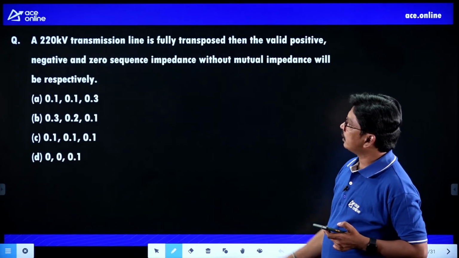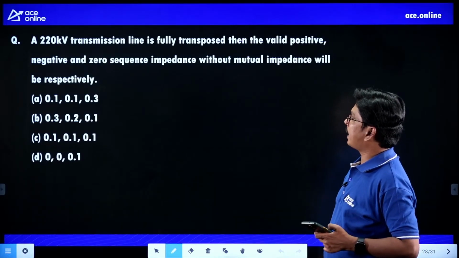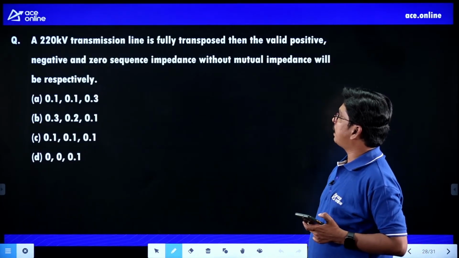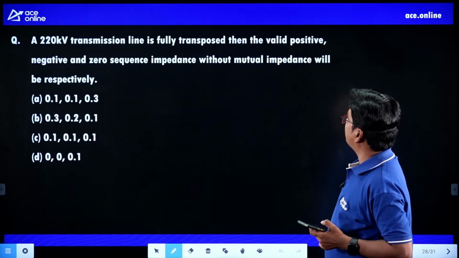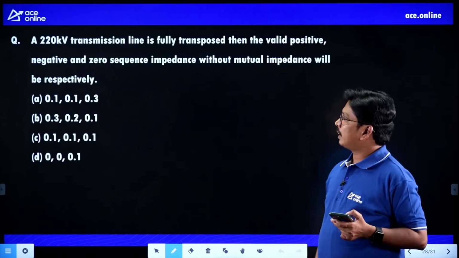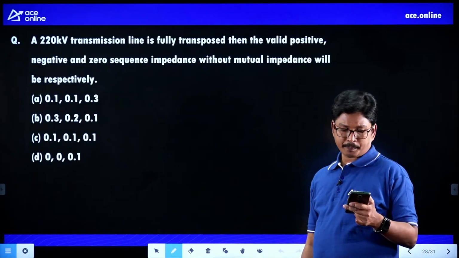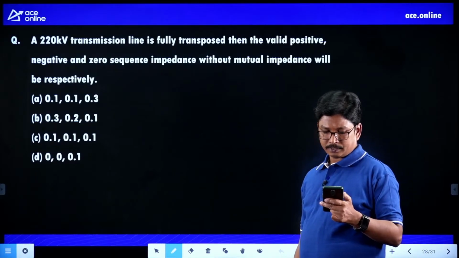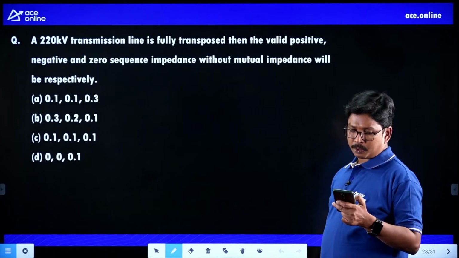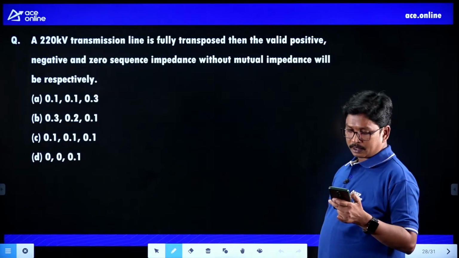Next question. It's a very common question we are getting. A 220 kV transmission line is fully transposed. Then the valid positive, negative and zero sequence impedances without mutual impedances will be respectively? What are the positive, negative and zero sequence impedances without mutual impedances, respectively?